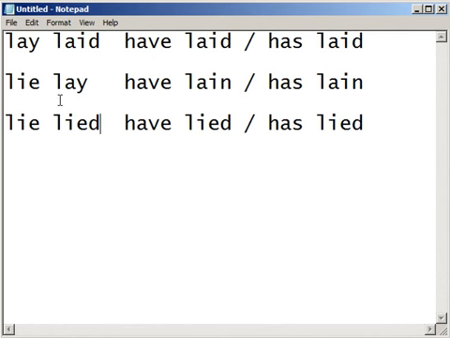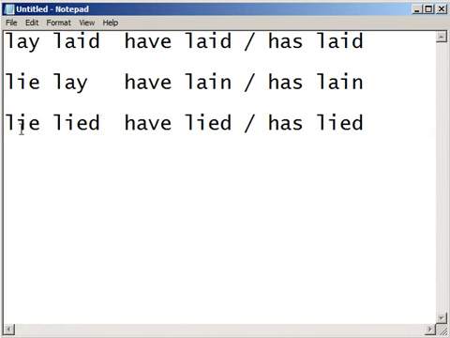Lying: I am lying on the bed. I lie on the bed. He lies on the bed. He lies on the ground. Yesterday, I lay on my bed and then went to sleep. Yesterday, he lay on the ground because he was hurt. The present perfect: yesterday, or in the recent past, I have lain. I have lain on the ground. He has lain on the bed because he was ill.